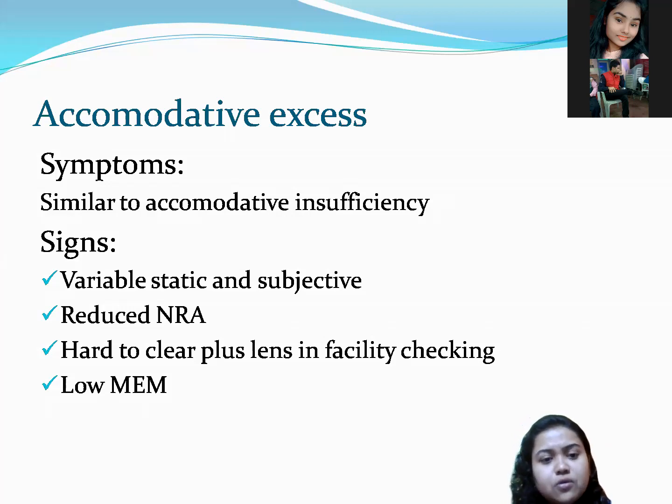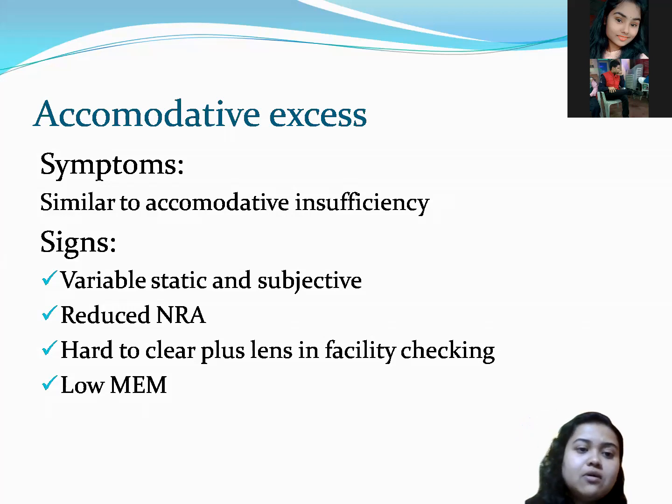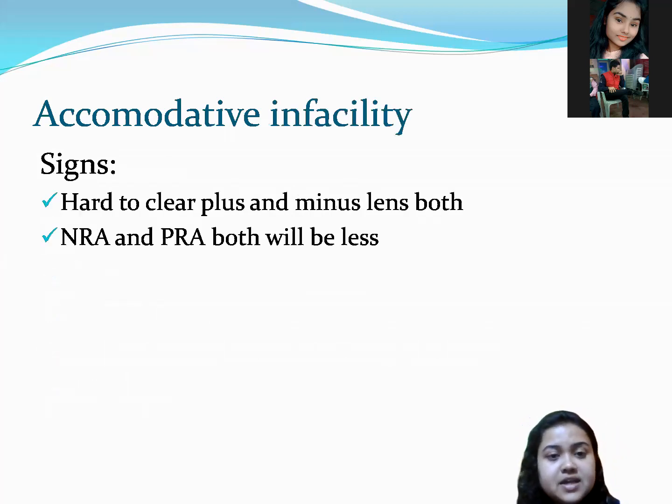So we basically correlate these many values to find out whether it is a vergence anomaly or an accommodation anomaly. That is the thing. Okay. So this is about accommodative excess.